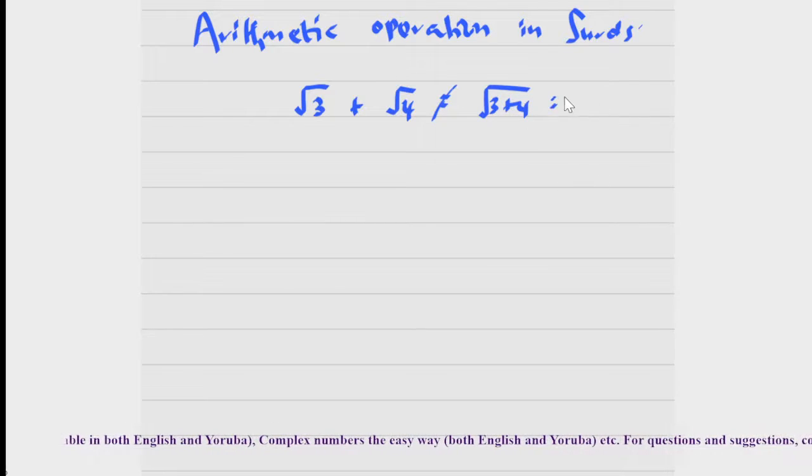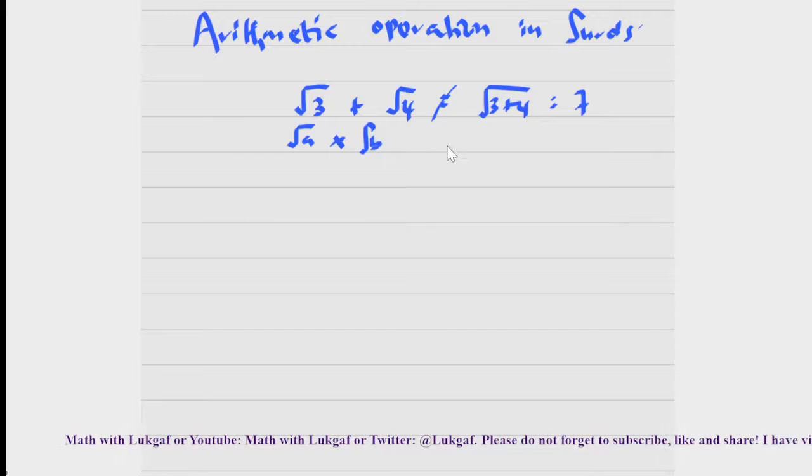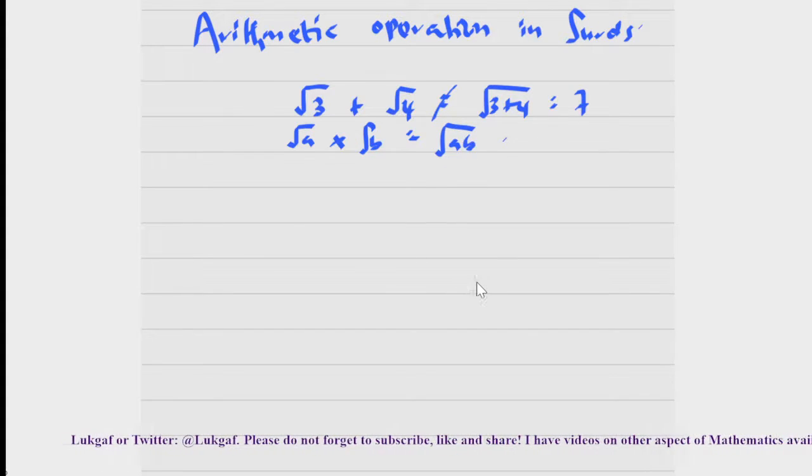So which is root 7. So it is not equal to that. You have to take note of this. Likewise, when you subtract as well, this is not equal. But when you are multiplying, whether the numbers in the radical are equal or not, you can multiply them together. So for example, root a multiplied by root b is the same thing as root ab. This is so for division as well.